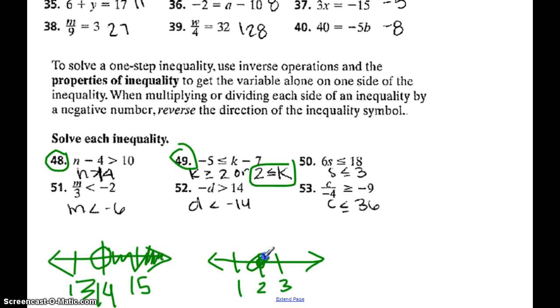I fill this one in because of that equal sign underneath. And then it says k, the big side is pointing to the k, so I've got to go greater than, fill in my circle. If you did 50, you got S is less than 3. 51, M is less than negative 6.